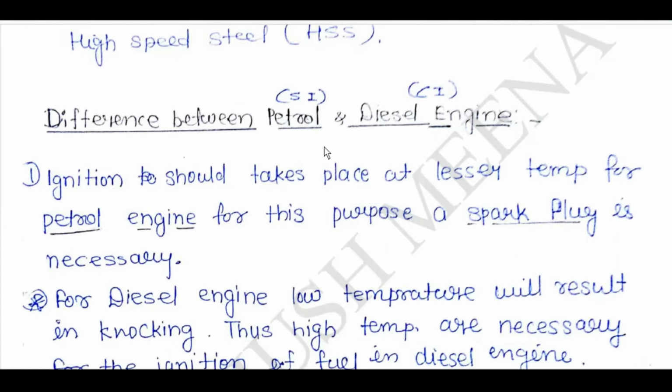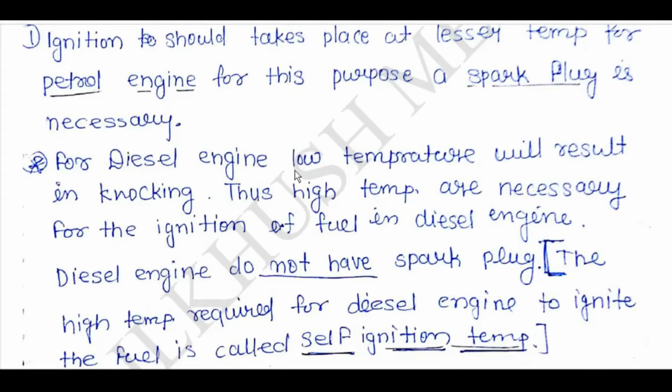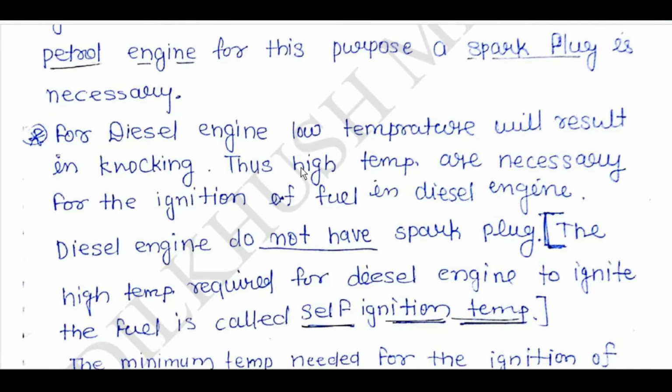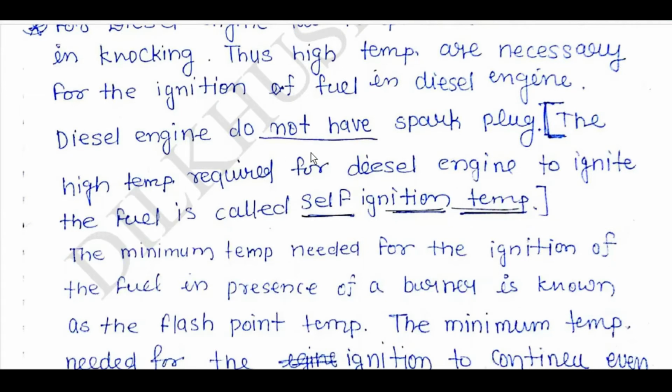Difference between petrol and diesel engine, SI and CI engine. Ignition should take place at a lesser temperature for a petrol engine. For this purpose, a spark plug is necessary. For a diesel engine, low temperature will result in knocking, thus high temperature is necessary for ignition of fuel in a diesel engine. Diesel engines do not have a spark plug.